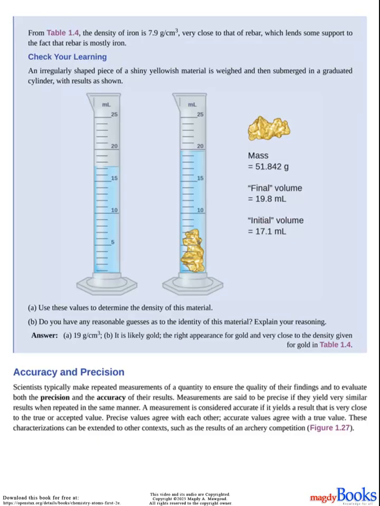Explain your reasoning. Answer. A. 19 gram per centimeter cubed. B. It is likely gold. The right appearance for gold and very close to the density given for gold in Table 1.4.